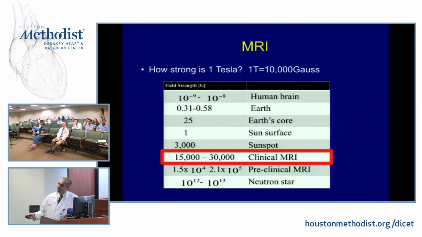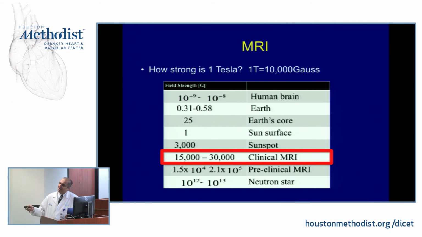So that would correspond to, if we think of a Tesla as 10,000 Gauss, then what we're really dealing with is a field strength of between 15,000 and 30,000 Gauss for clinical MRI imaging. That's 1.5 or 3 Tesla imaging.